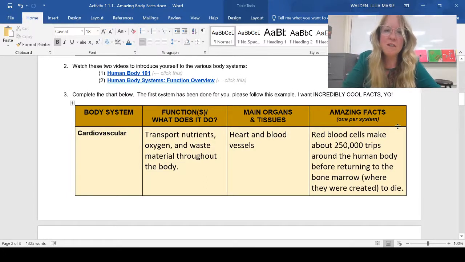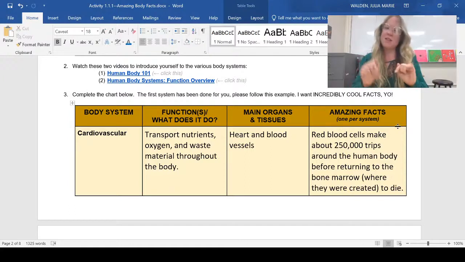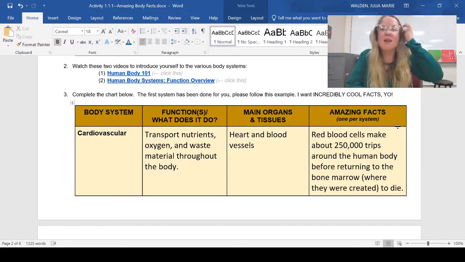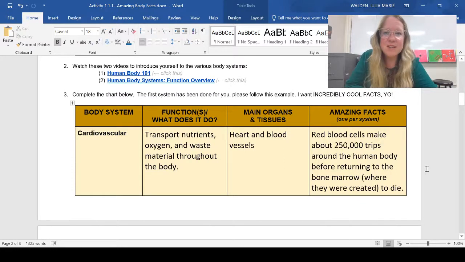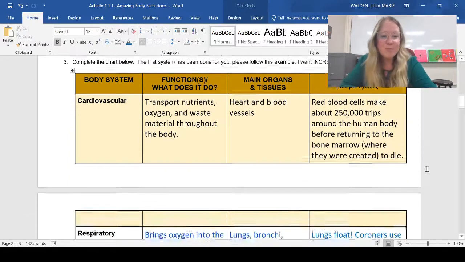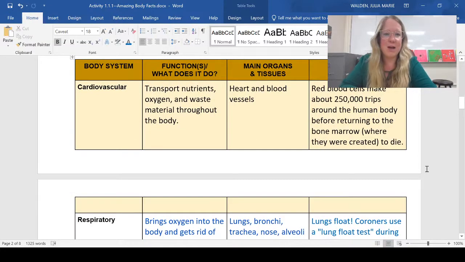So the best way to find facts like that is to type something into Google like amazing facts about the respiratory system and click on a few different sources and read through them, because when I do that, I find facts that are seriously super cool and I find facts that are seriously super lame. Okay, so find something that blows your mind, and bonus points if I don't know it and it blows my mind. And that happens every single year. I do not know everything, especially these random facts.